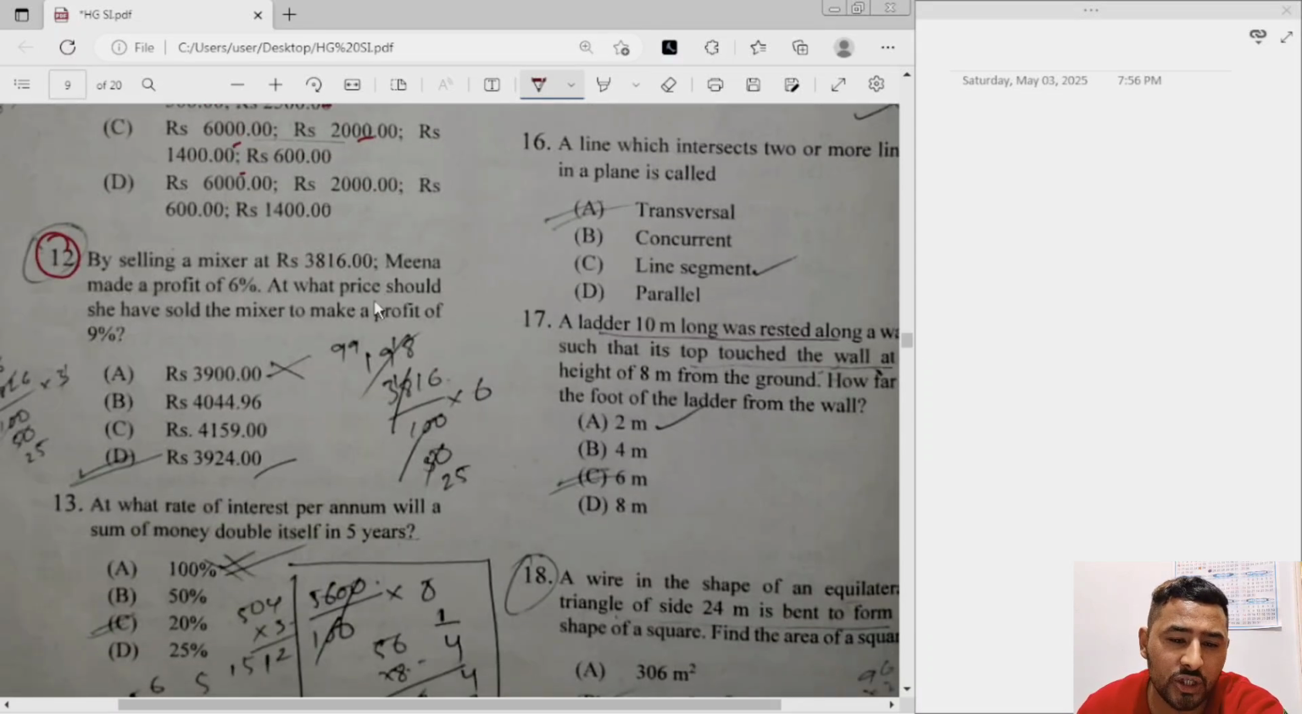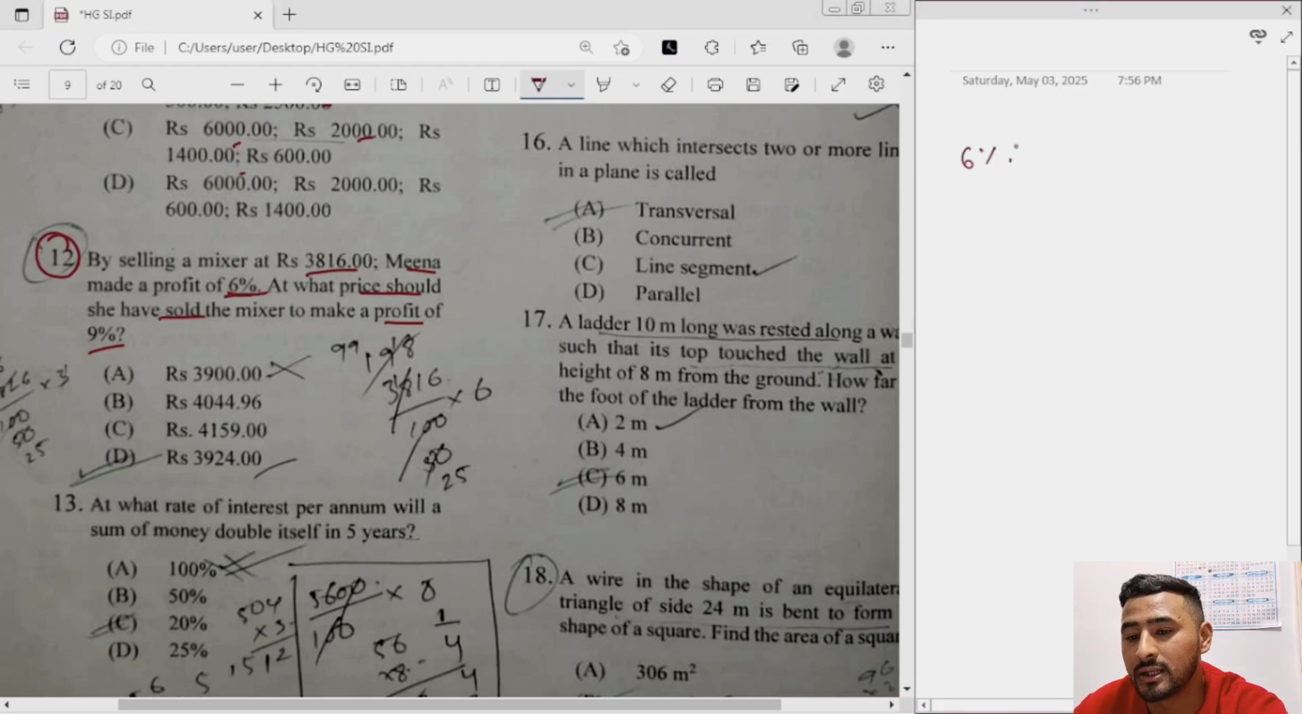By selling a mixture at rupees 3816, Meena made a profit of 6%. At what price should she have sold the mixture to make a profit of 9%? I've already done this type of question while teaching profit and loss. What you should remember is how much profit, how much loss. It is 6% profit, so I can write it as 106. I've told you how.